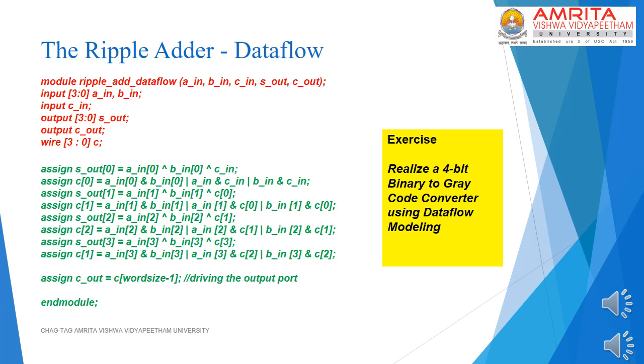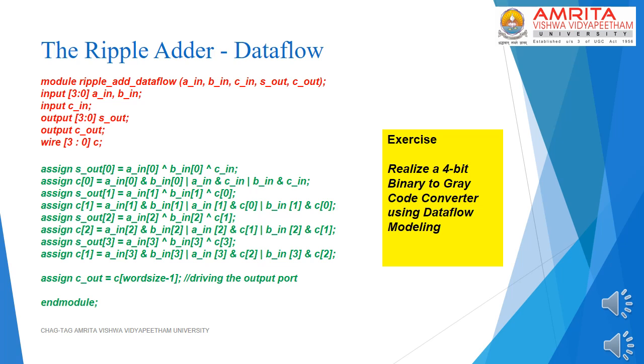Finally, we have the ripple adder, which is realized using a set of identical Dataflow equations. Here, of course, in addition to the input and output ports, we need an internal wire C for realizing the intermediate carry stages.